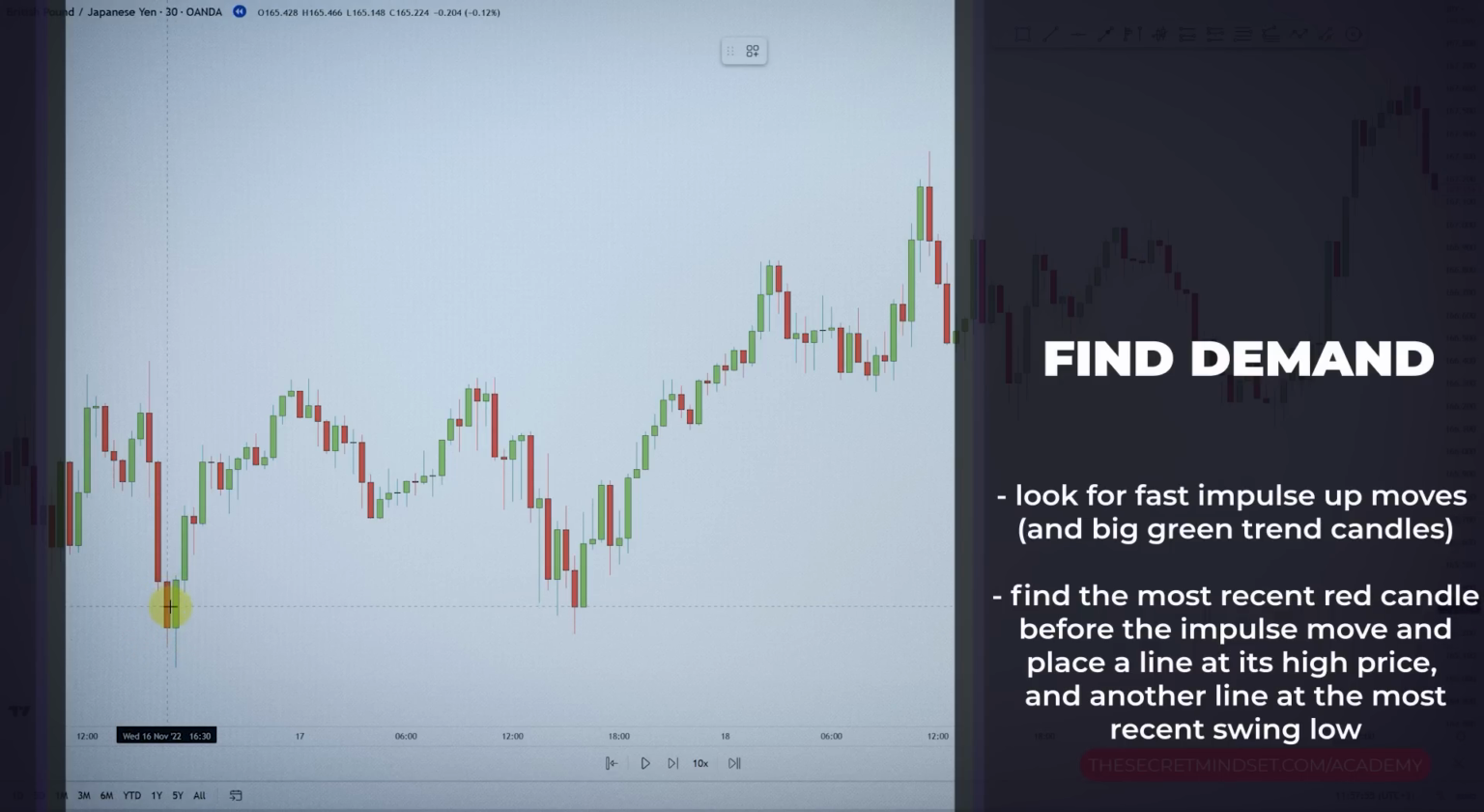You find the most recent red candle before the impulse move and place a line at its high price and another line at the most recent swing low that formed at the source of the move. Some may choose to place the first line at the open price and the second one at the most recent low. You can choose any method you want.